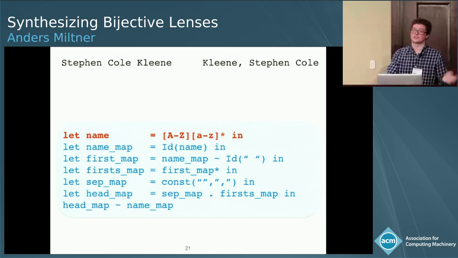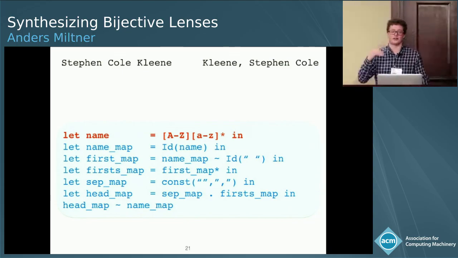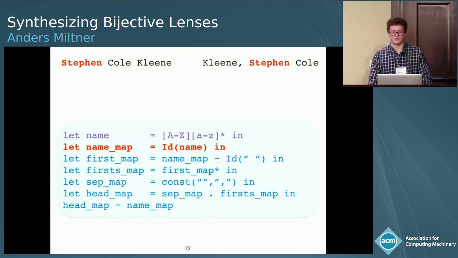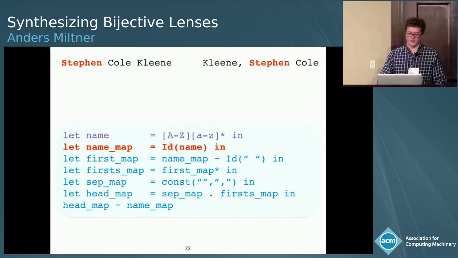So the first line is just describing what is a name. It's just an uppercase letter followed by any number of lowercase letters. And now we can get into our first lens, the identity lens. The identity lens takes in as input a regular expression describing what domain it operates on. So in this case, the identity lens performs the identity transformation in both directions on strings in the language of names. Note also that Stephen is now highlighted in red and bolded. As I go through the program, I'll highlight in red the portions of the string the highlighted lens maps between.